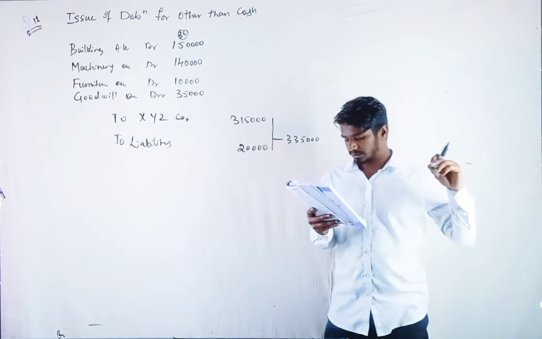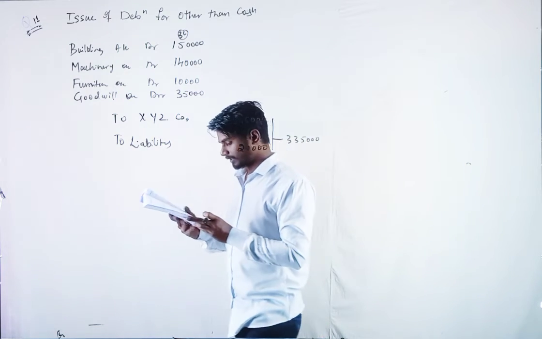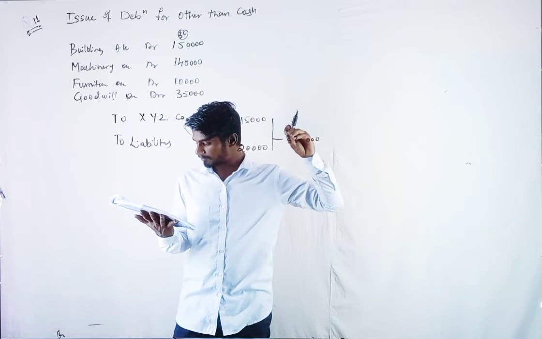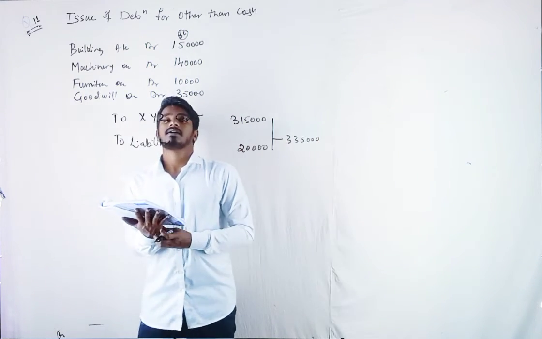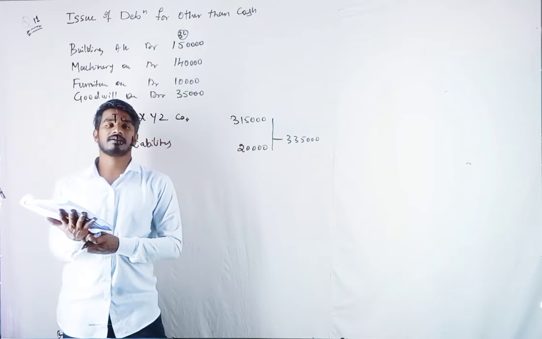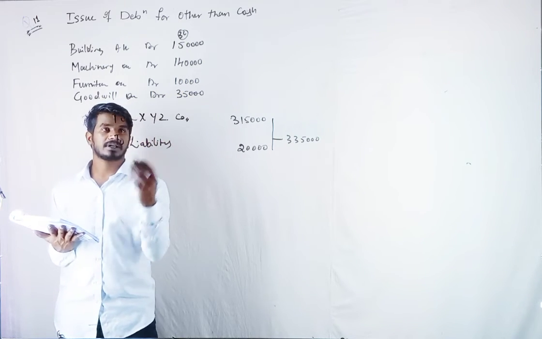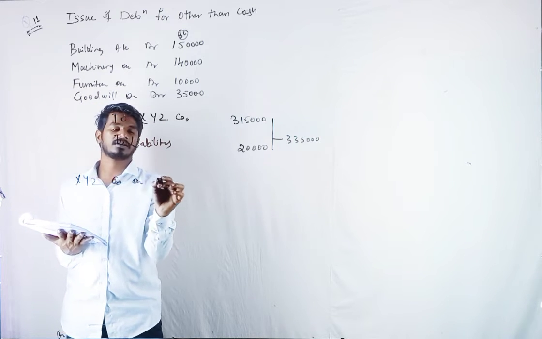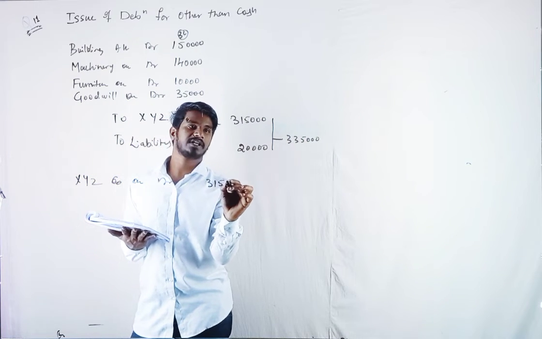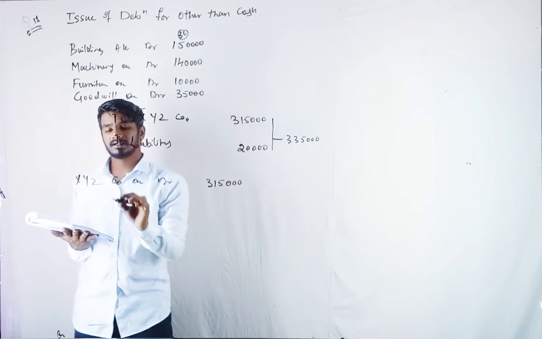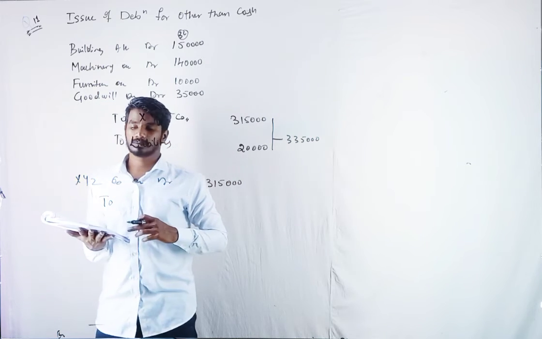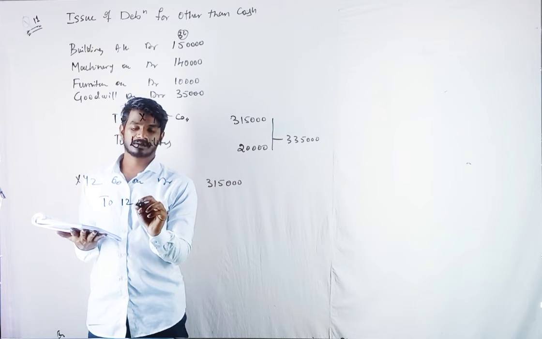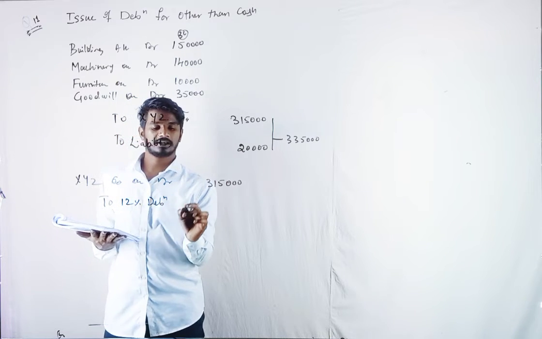And then to cover the assets and liabilities, the purchase consideration is 20. Blueprints Limited discharges the purchase consideration by issuing 12% debentures of rupees 100 at a premium. Yes, they have issued at a premium. The next entry will be XYZ Company account debit, 3 lakh 15,000, to 12% debenture account.